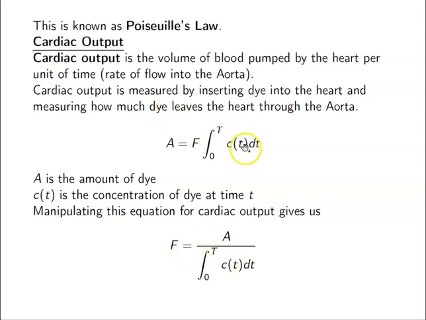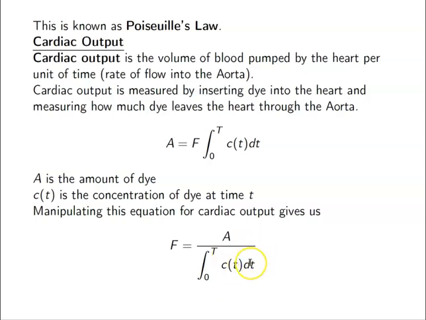And so we divide both sides by this integral amount, and that's my formula, right? So the amount of dye that I use divided by the sum of the concentration of dye left over from 0 to T. Okay, so up to whatever moment, what was the amount of dye that passed through the heart?